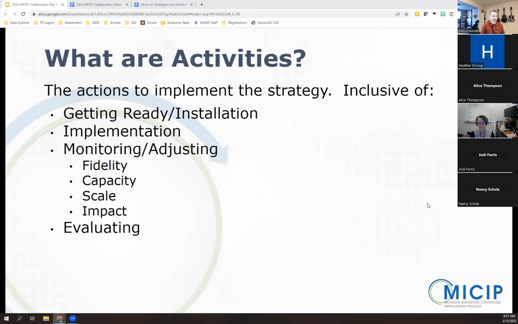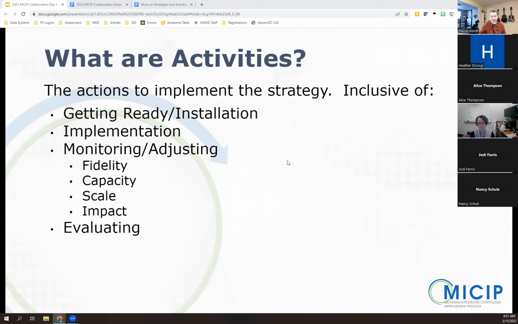Might write some activities around how you're going to implement it, and you might write some activities around how you're going to monitor it. And I think, like we talked about at the last session, there are 4 different pieces to monitoring. One of the examples we're going to look at today really digs into this. You can monitor for the fidelity, capacity, scale, and the impact. So the activities really get into how you're going to put that strategy into place. So we're going to look at some examples of that. Hopefully by taking a look at some of the examples that can become a little bit more clear.